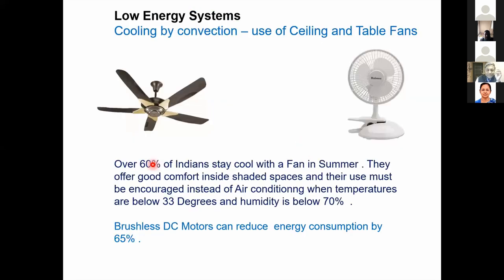Over 60% of Indians stay cool with a fan in summer. They offer good comfort inside shaded spaces, and their use must be encouraged instead of air conditioning. So we must discourage air conditioning when the temperatures are below 33 degrees. If they come below 33 degrees, you don't need air conditioning. Similarly, in a dry climate, 34, 35 degrees with a good fan will give you very good comfort. And of course, if these fans have brushless DC motors, energy can come down drastically.